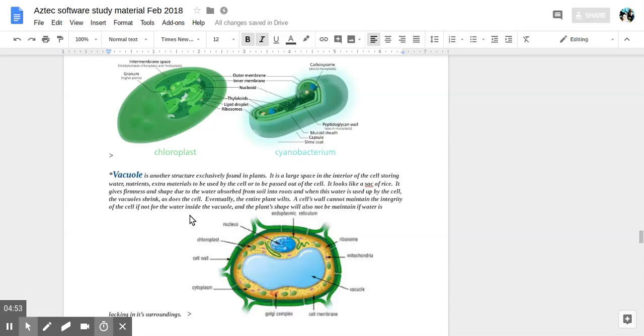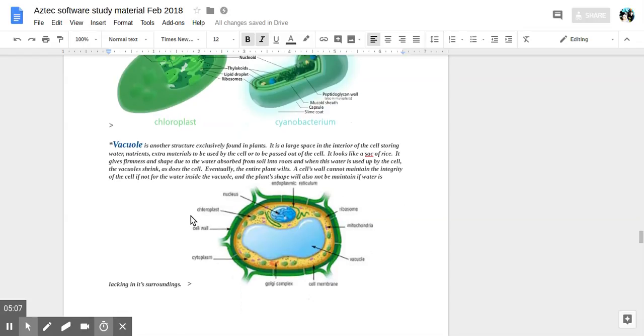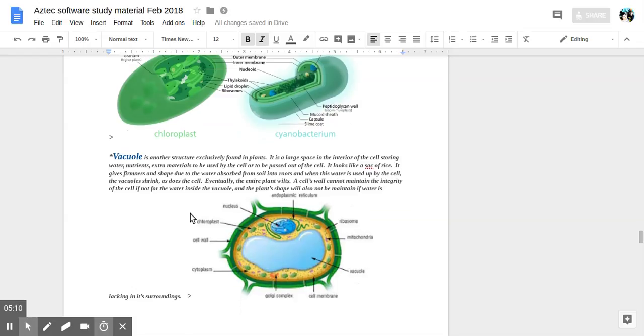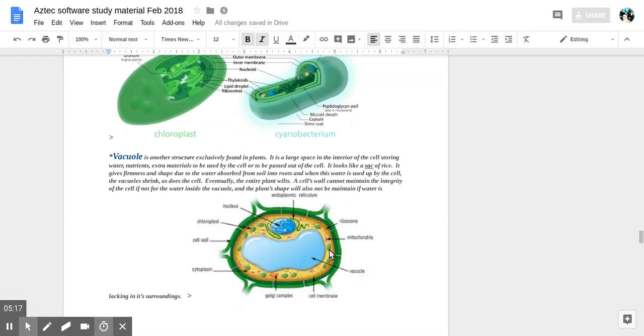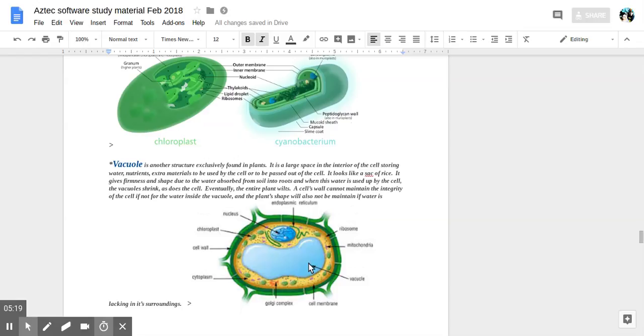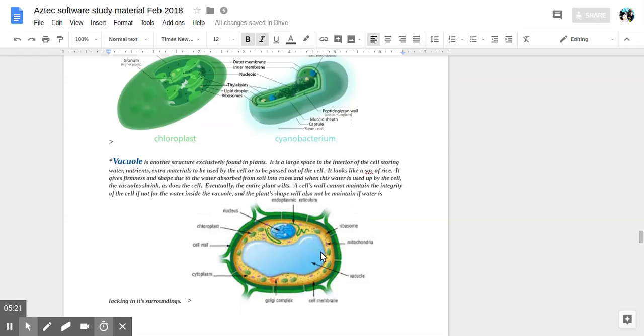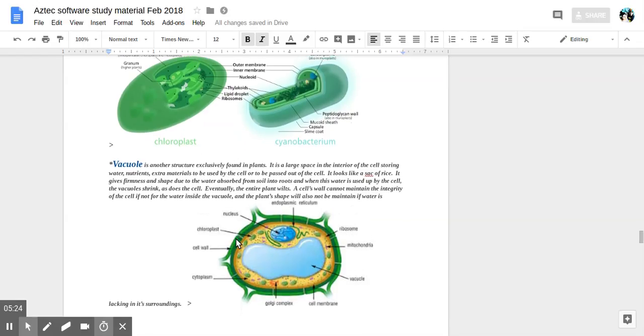Eventually, the entire plant wilts. A cell's wall cannot maintain the integrity of the cell if not for the water inside the vacuole, and the plant's shape will also not be maintained if water is lacking in its surroundings. So I have a picture here of the vacuole, and I compared it to a sack of rice because that's what it kind of looked like to me. So it's obviously a big part of the cell.